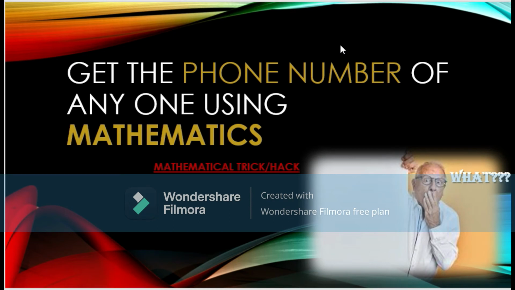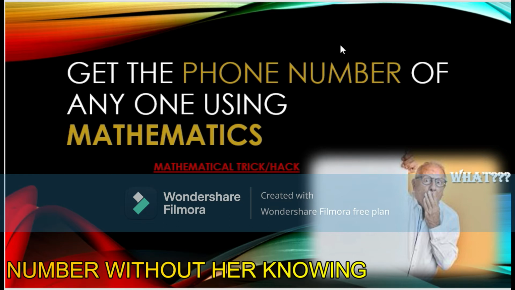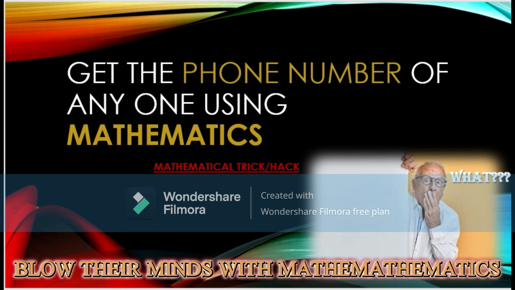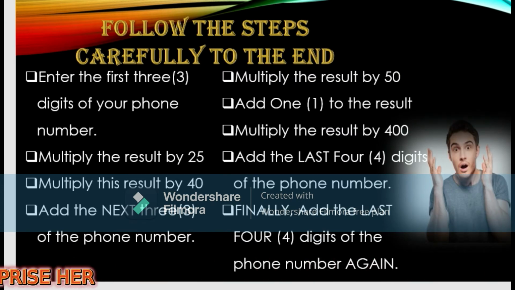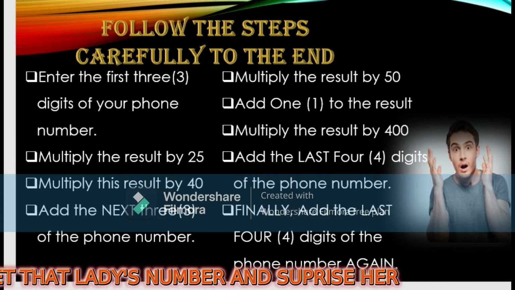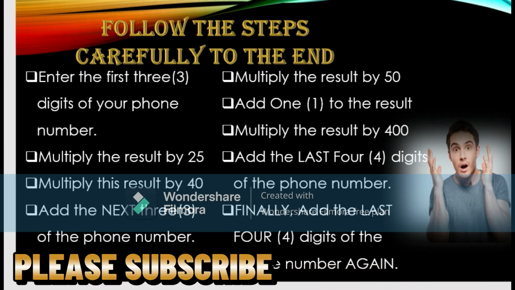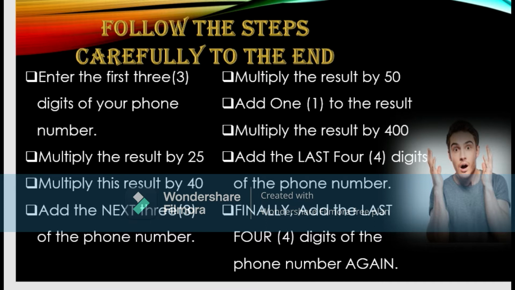Today I want us to look at the mathematical trick in getting somebody's number. You can get the number of the lady you are admiring just using mathematics without her knowing. Use your mathematics, and so let's go in and take these following steps. Follow the steps very carefully to the end of the video and you will not miss out, because after taking the answer the person has calculated, you need a few steps to derive the phone number from that person's result.